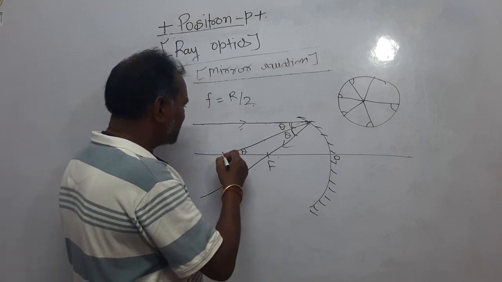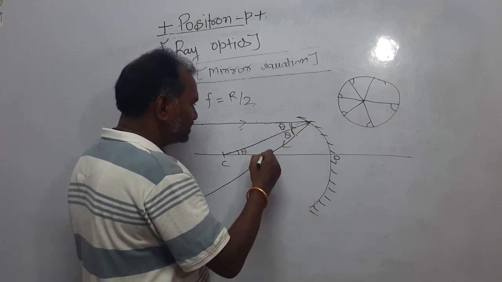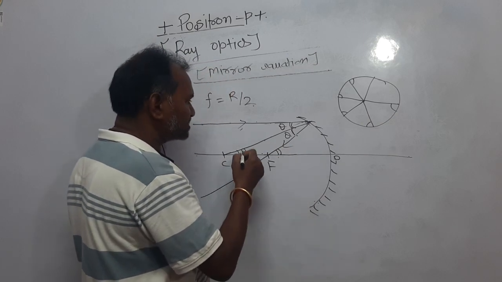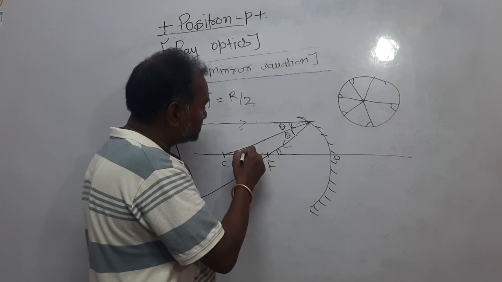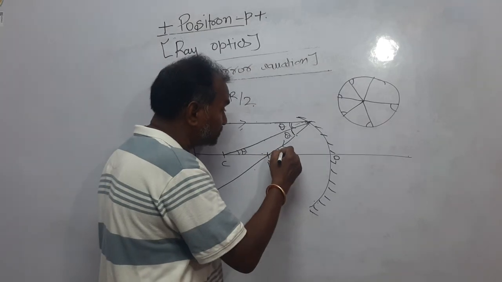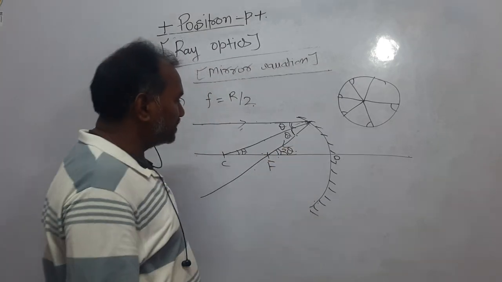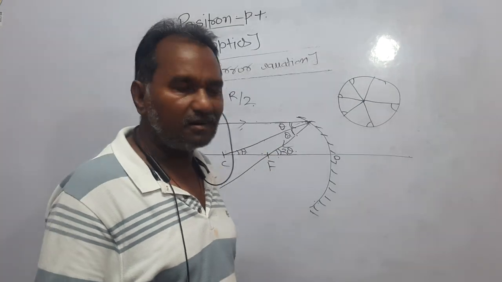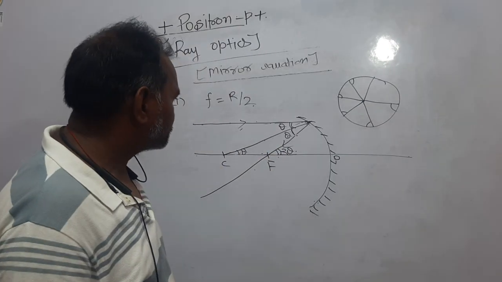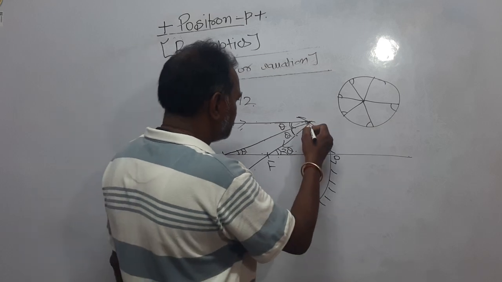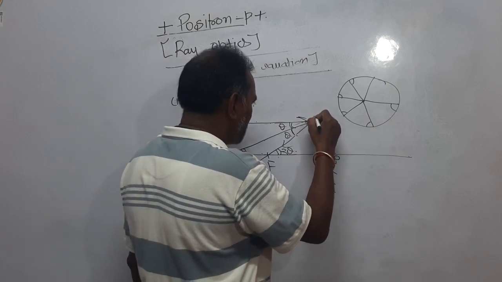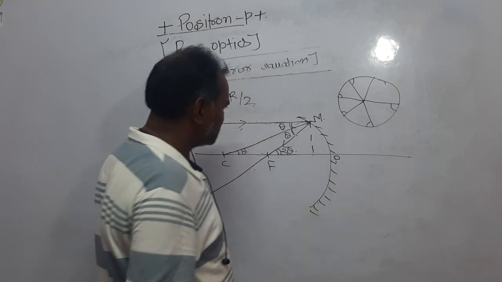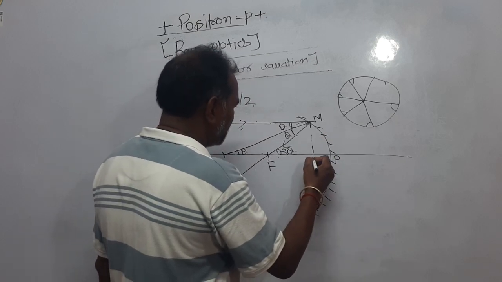Now dear student, consider this triangle. This is the exterior angle, and the exterior angle is the sum of the two opposite angles, that is theta plus theta, so it is 2 theta. Now dear student, let this point be M, and draw a perpendicular like this, let it be K.